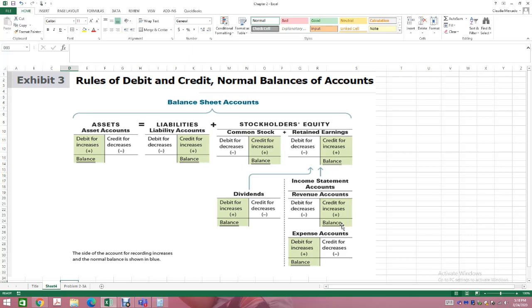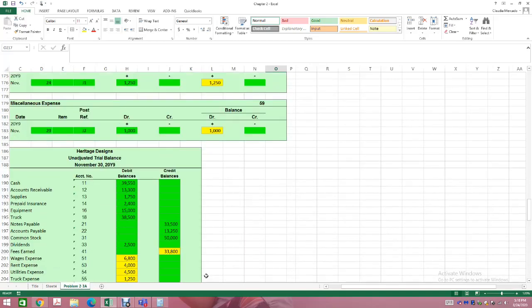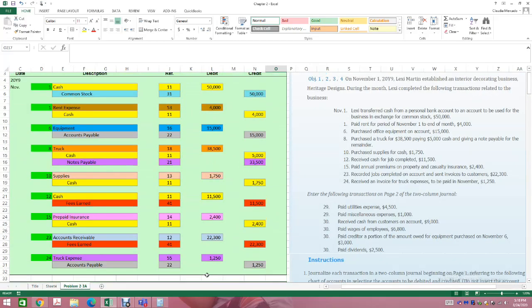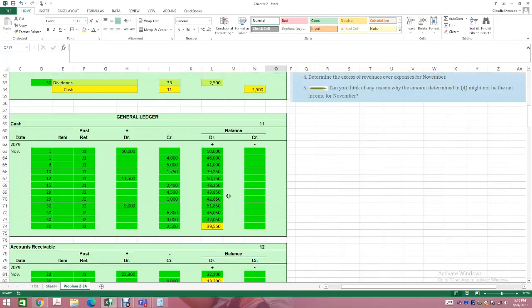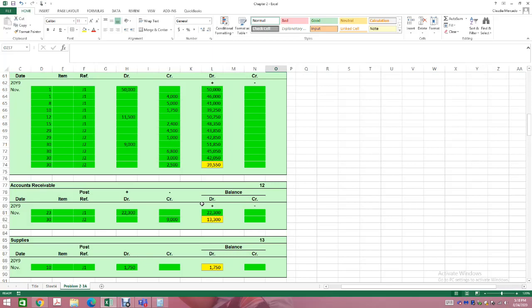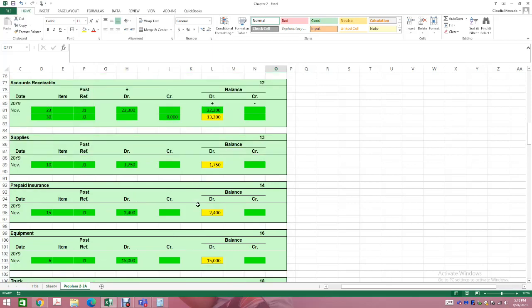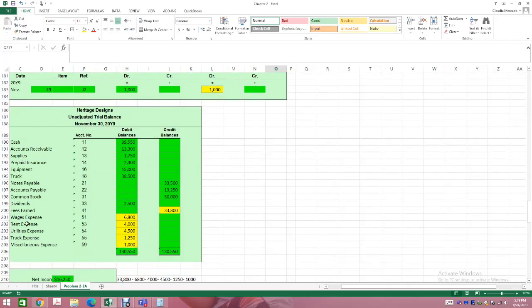Reading the chapter is super important because it gives you so many different examples of journal entries. It gives you step by step how to transfer information from your journal, which we've been practicing during this lecture, to the respective ledgers. You need to master this. After you've completed or updated all of your ledgers, you need to be able to prepare a trial balance, an unadjusted trial balance, and the debits need to equal the credits.